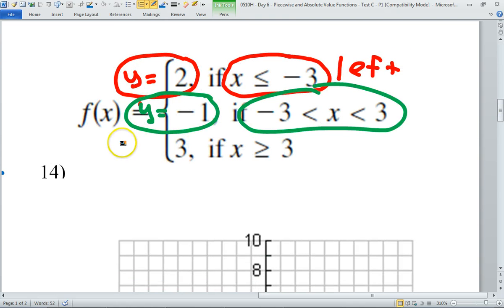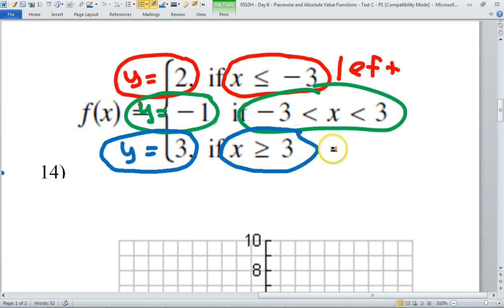Alright, last part. Y equals 3. I'm graphing this part now. This is going to be to the right. Y equals 3 is a horizontal line at 3.